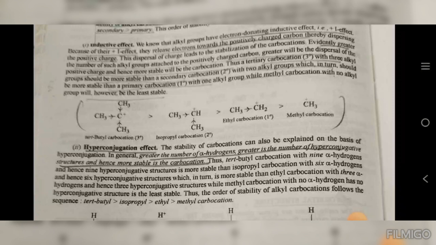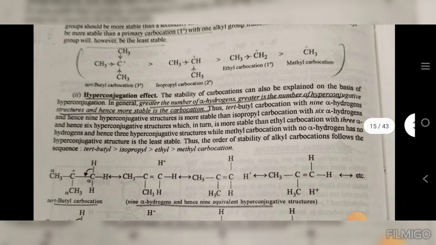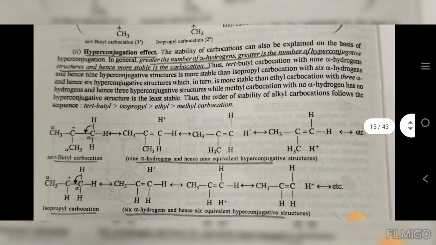Thus, a tertiary carbocation with three alkyl groups should be more stable than a secondary carbocation with two alkyl groups, which in turn should be more stable than a primary carbocation with one alkyl group, while methyl carbocation with no alkyl group will be the least stable. Tertiary butyl carbocation, isopropyl carbocation, ethyl carbocation, methyl carbocation.